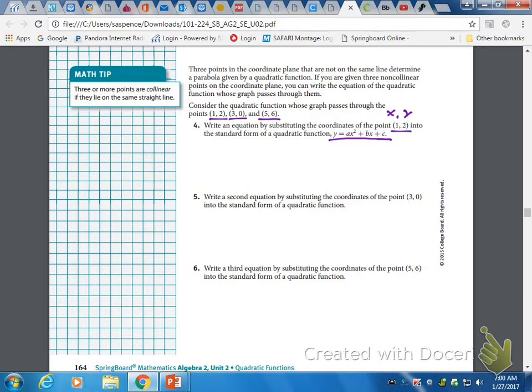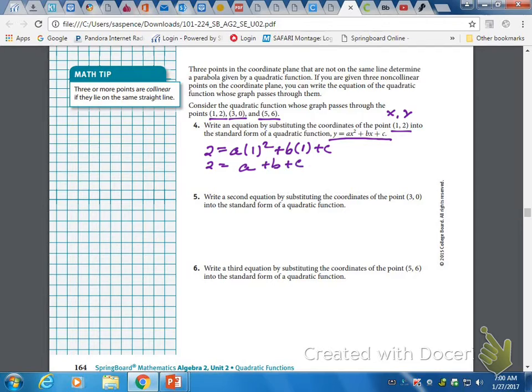So y equals, the 2 equals, now replace your x, so that would be a, x is 1, so that would be 1 squared, plus b times the 1, plus the c. Then that would give us 2 equals 1 squared is 1 times a, so that would just be a, b times 1 would just be b, and plus c. Okay.